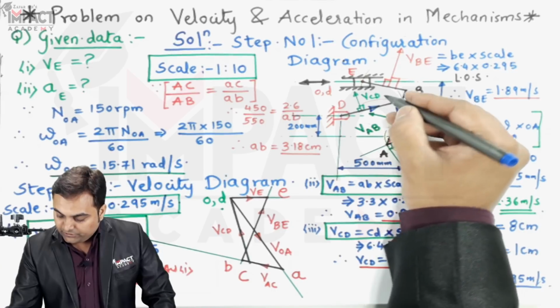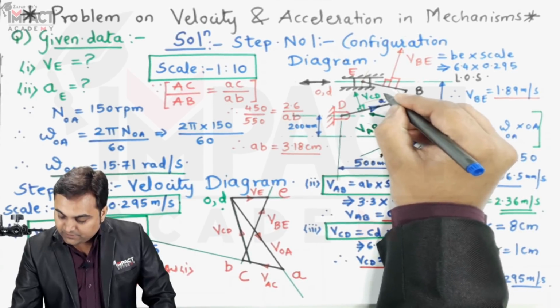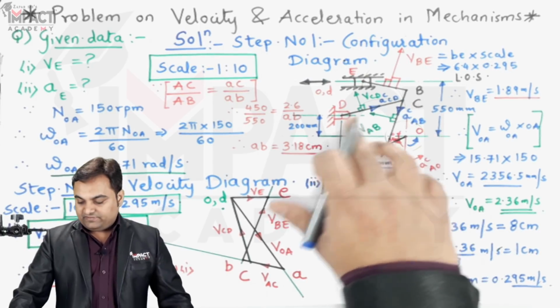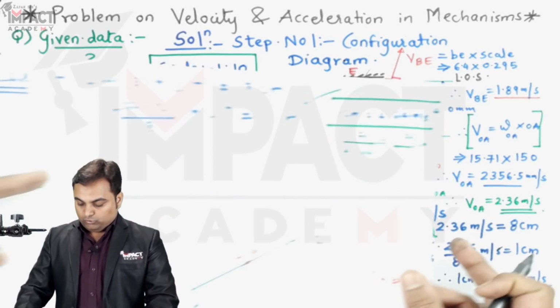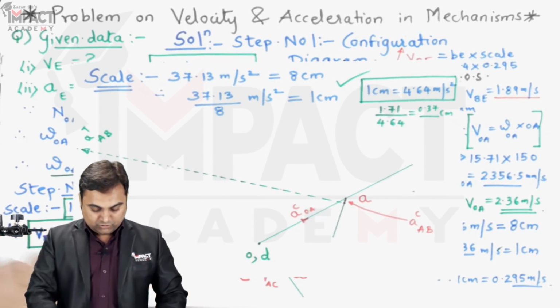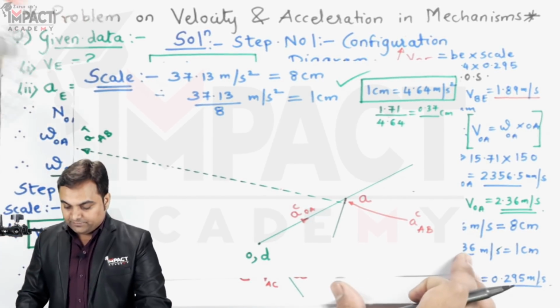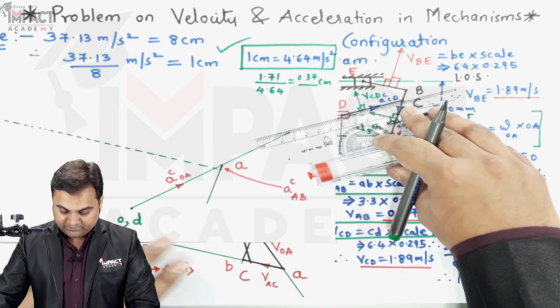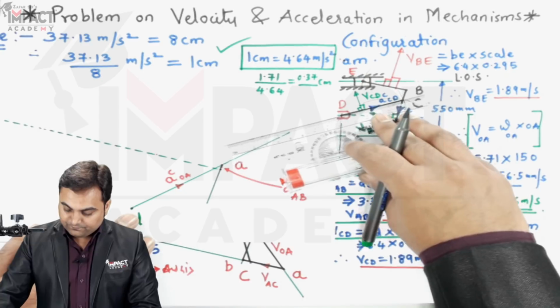So this arrow indicates the centripetal acceleration for link CD. Now I know the direction of centripetal acceleration. Here we are having points O and D which are fixed. So drawing a line parallel to the centripetal acceleration, here is the centripetal acceleration of CD.